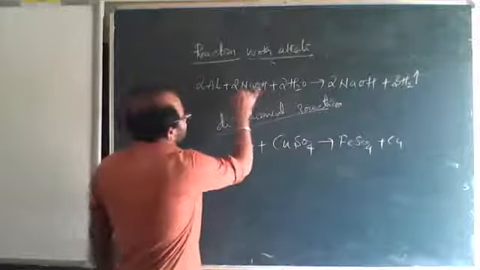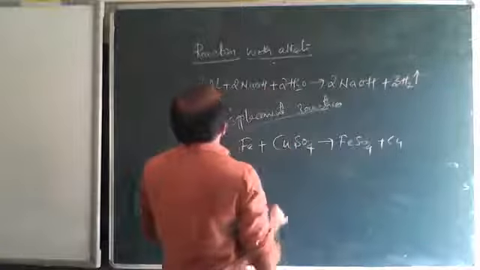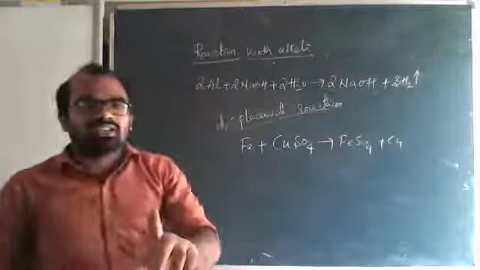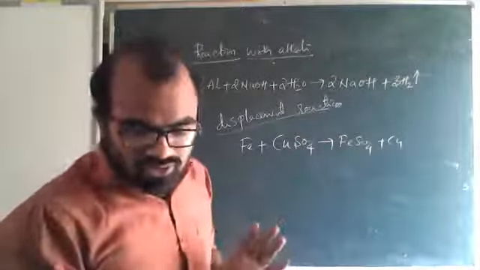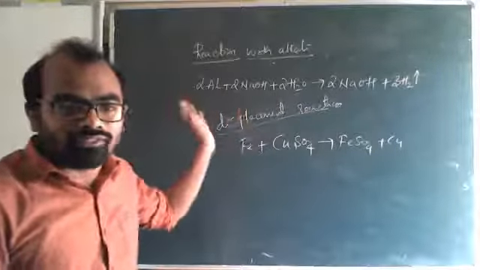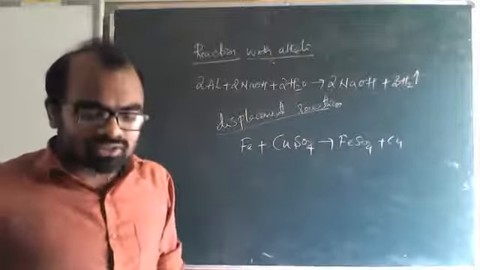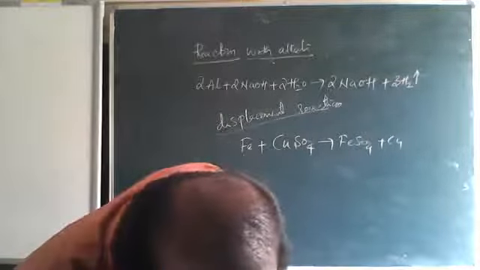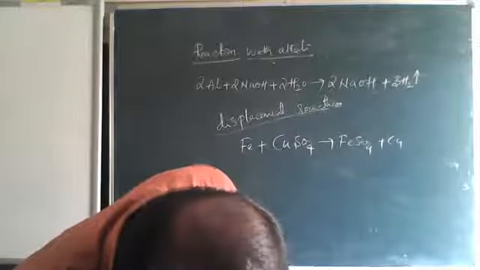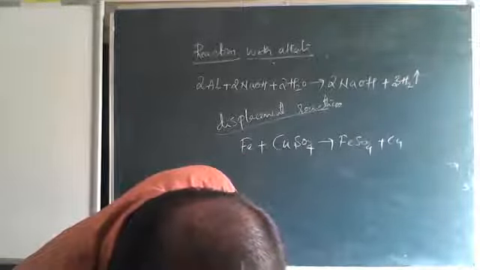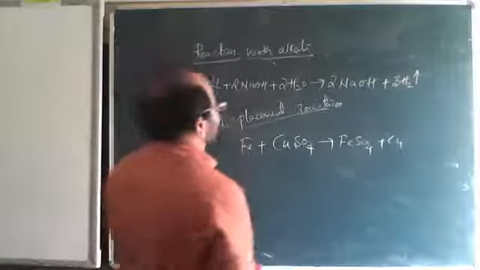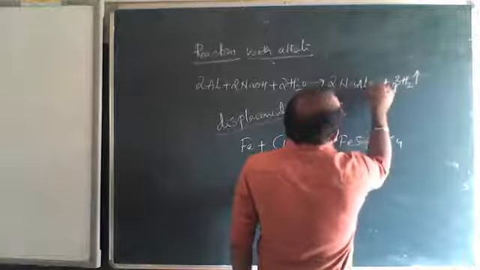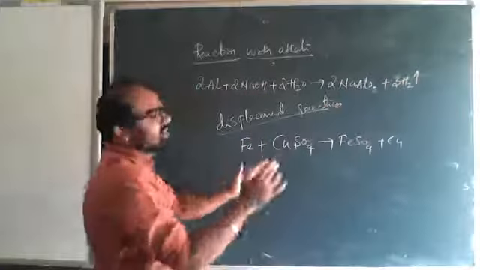See here, 2NaOH is there, 2NaOH has come here, but 2Al is there and Al is not at all present. As I told you last class, whatever is present on the left hand side, that is the reactant side, should be present on the right hand side, but it is not here. So let me check. 2Al plus 2NaOH plus 2H2O will give me 2NaAlO2 plus 3H2. I had written it wrong. So this is the correct form.